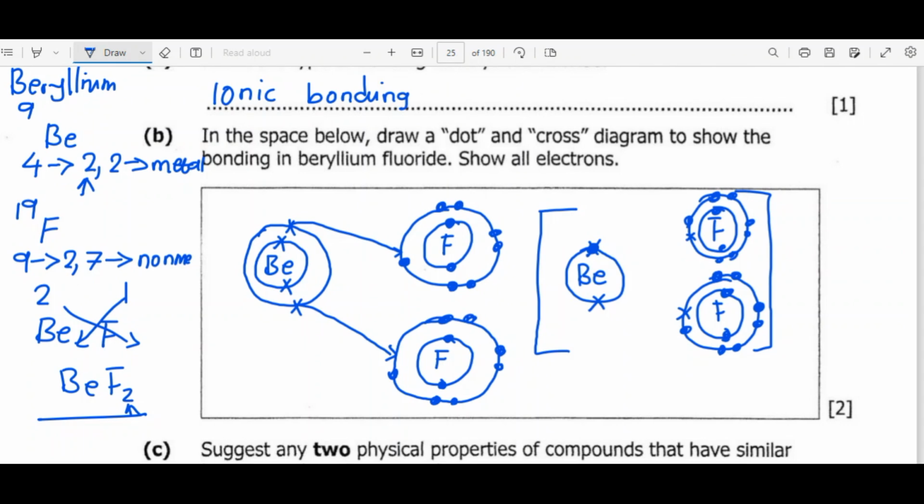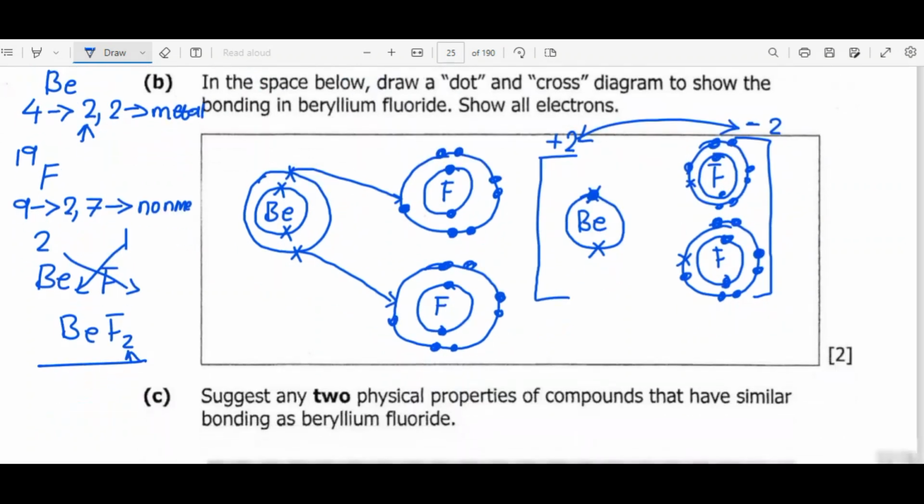So this is our structure. Now to show the charges, 2 electrons were given from beryllium, so we put +2. Then each atom of fluorine received 1 electron, so the total number of electrons that were received is 2, so we put -2. We need to make sure that these two numbers are equal to each other. So that is our point here.